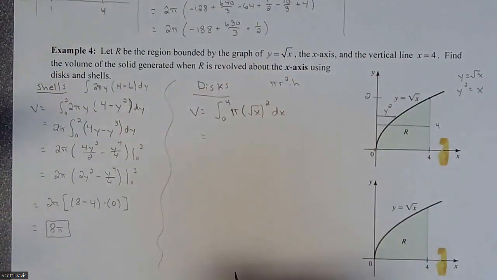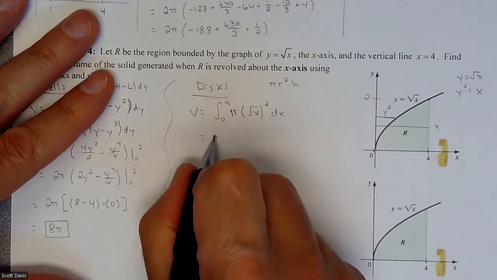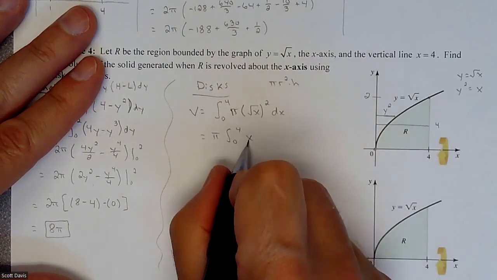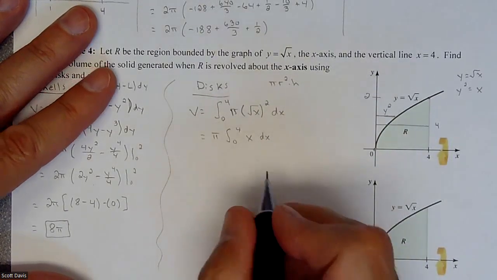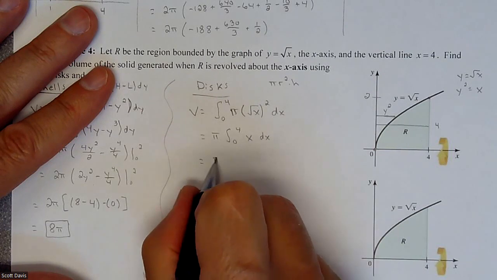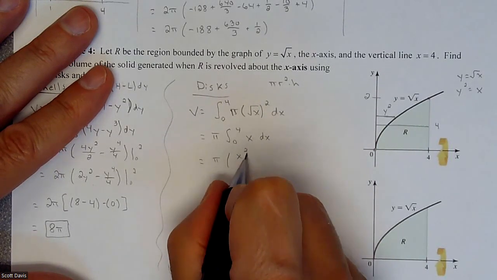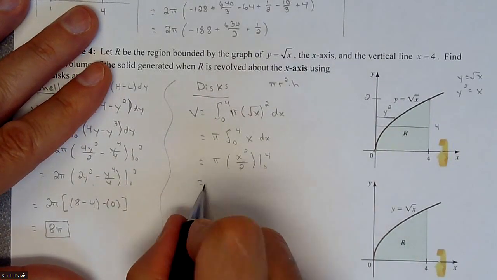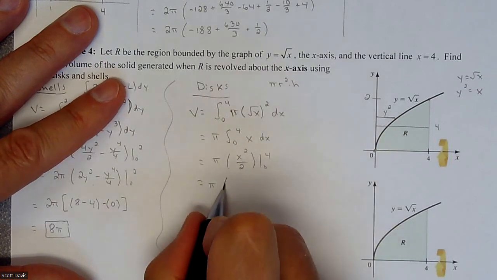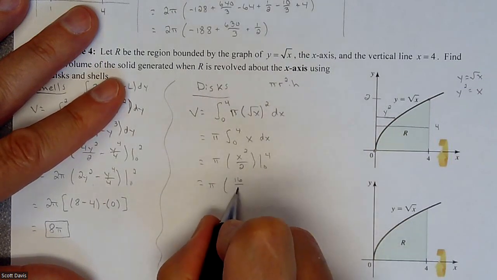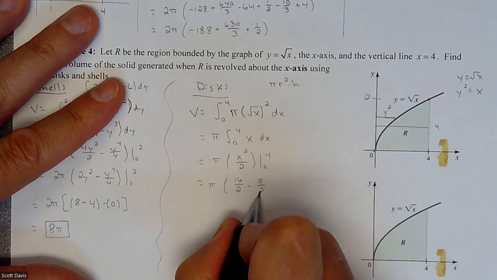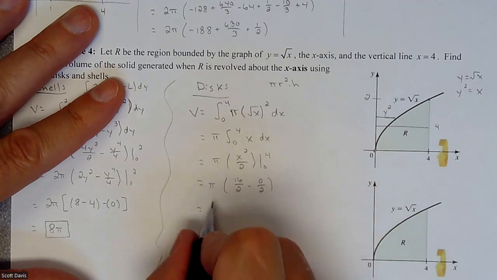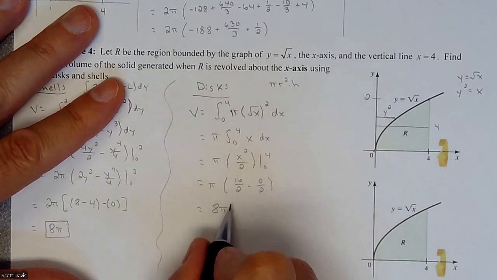If I rewrite and clean this up, I take the pi out, from 0 to 4, the square root of x squared is x, and that's what I'm taking the antiderivative of. Add a power and divide by the power: x squared divided by 2 from 0 to 4. Then we get 4 squared, 16 over 2, minus 0 over 2. 16 over 2 is 8. So our answer is 8 pi.